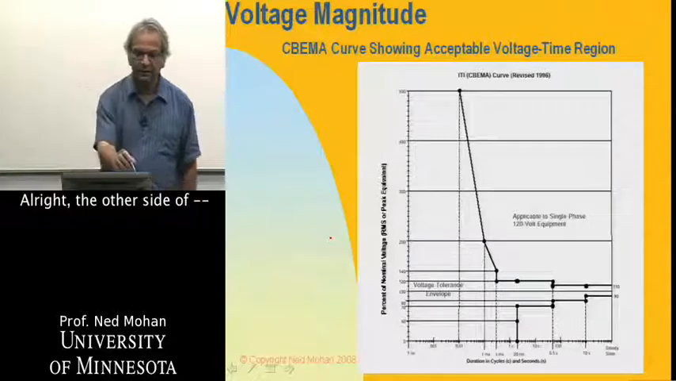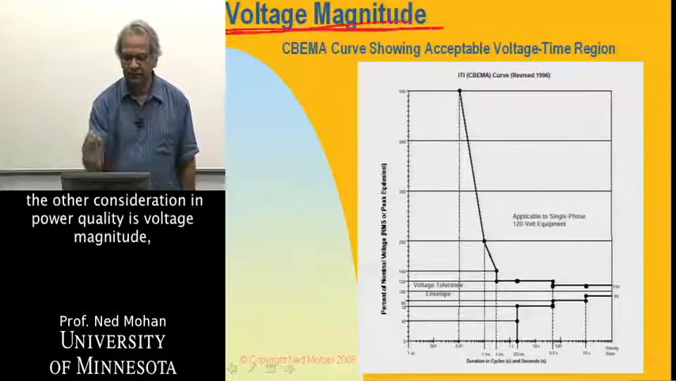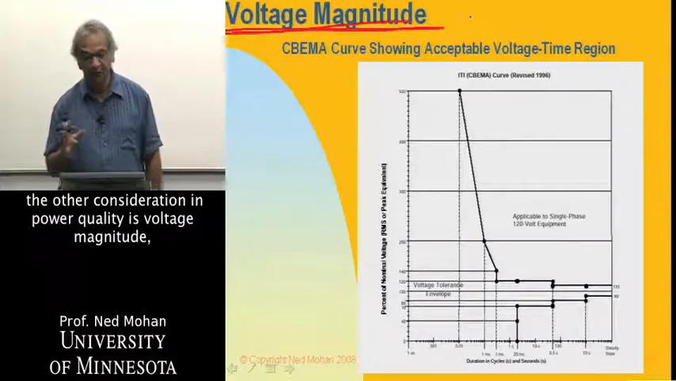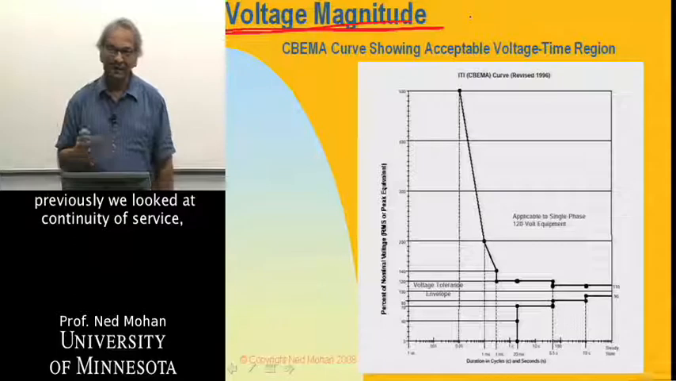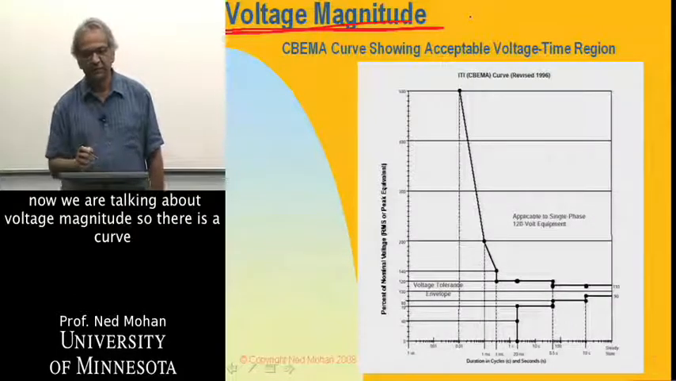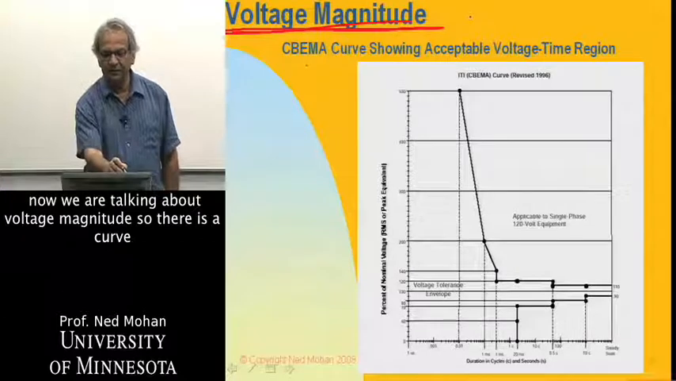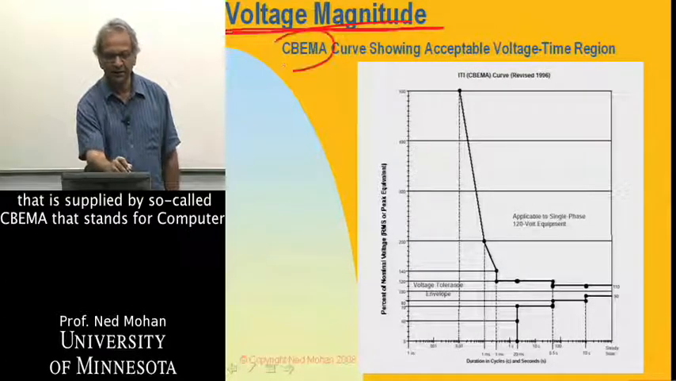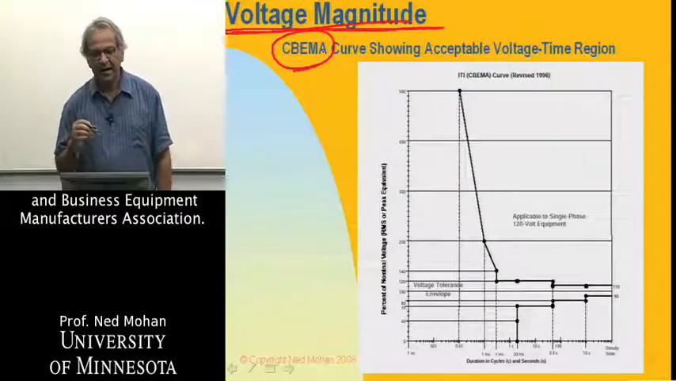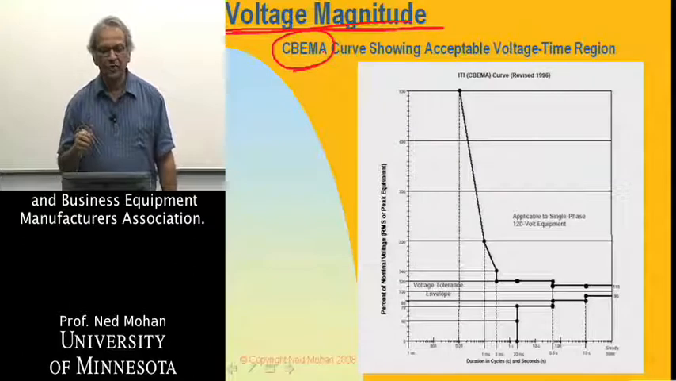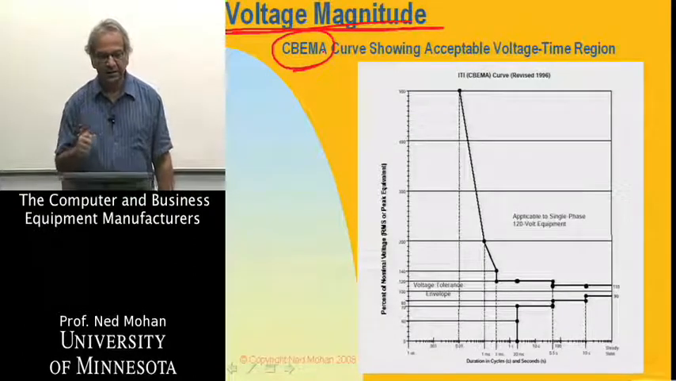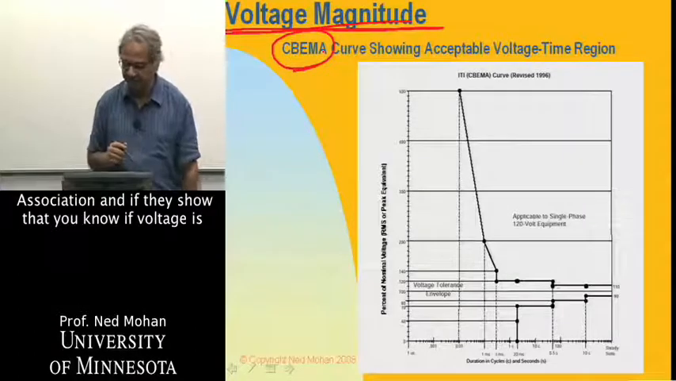The other consideration in power quality is voltage magnitude. Previously we looked at continuity of service. Now we are talking about voltage magnitude. So there is a curve that is supplied by the so-called CBEMA, which stands for Computer and Business Equipment Manufacturers Association.